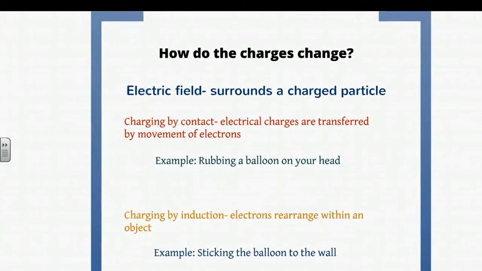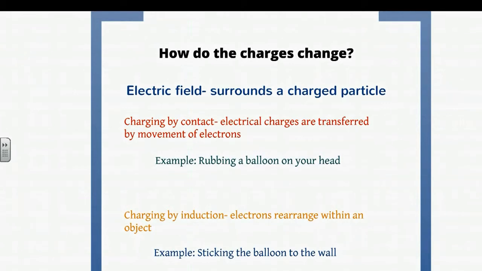So you've got 2 different ways to have protons and electrons impact each other. The first one is called charging by contact. And that's where electrical charges are transferred by movement of electrons. That means the electrons actually move from one object to another. An example is rubbing a balloon on your head. You'll see the electrons actually go from your head to the balloon.